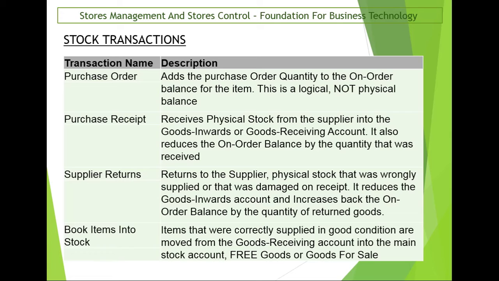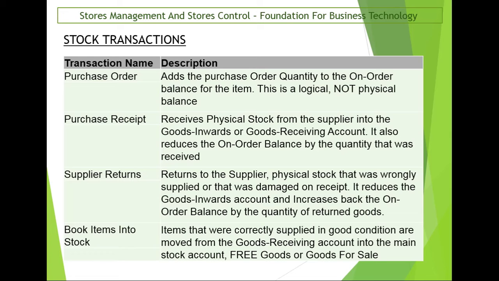Then the third transaction is the supplier returns. This transaction returns to the supplier physical stock that was wrongly supplied or that was damaged on receipt. It reduces the goods inwards account and increases back the on order balance by the quantity of the goods that were returned. So if we send back to the supplier, our on order balance must increase, because we still expect that quantity from the supplier once again.